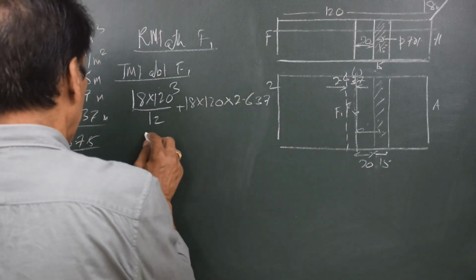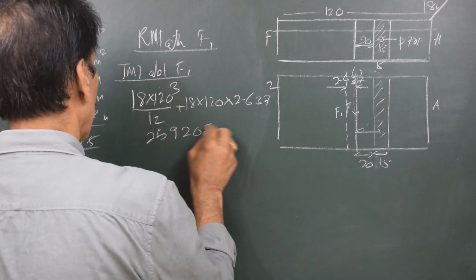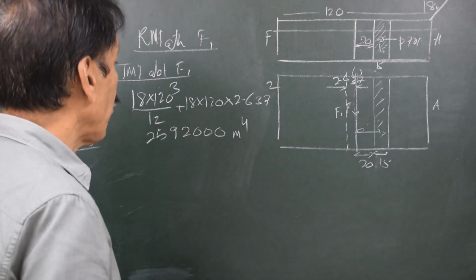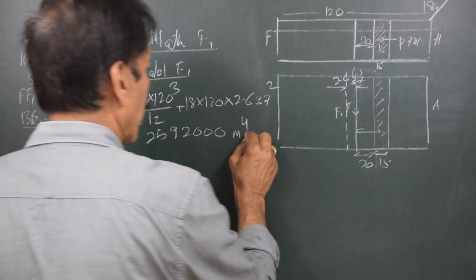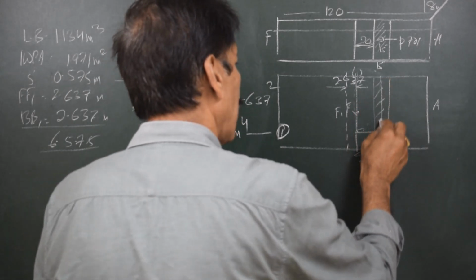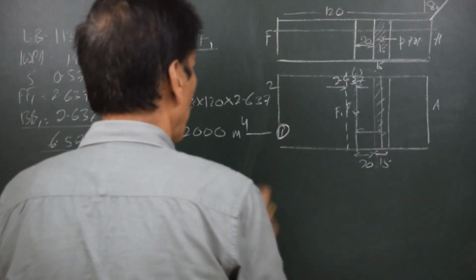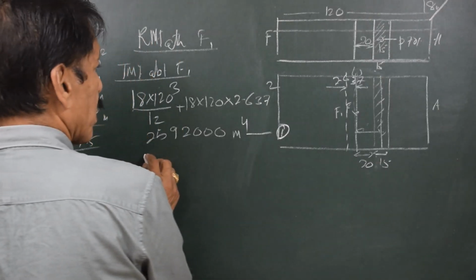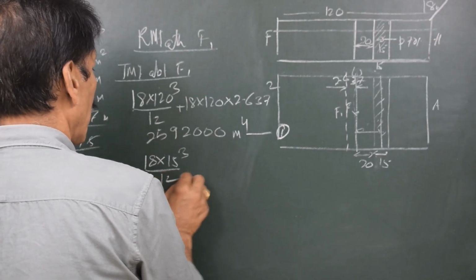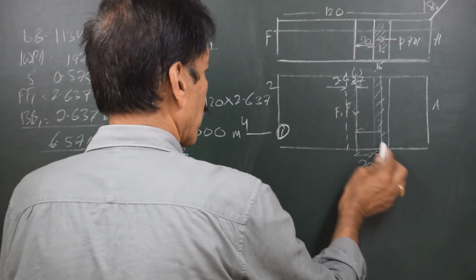So I get a figure 2592000 meter raised to 4. This is the total moment of inertia about the F1 axis. Now this is 1. Now what is the loss about this axis? Like the water plane area is damaged in this portion, so the loss about this axis is 18 into 15 cube upon 12. Of course we will multiply with permeability later on, but let us shift it to this axis first.